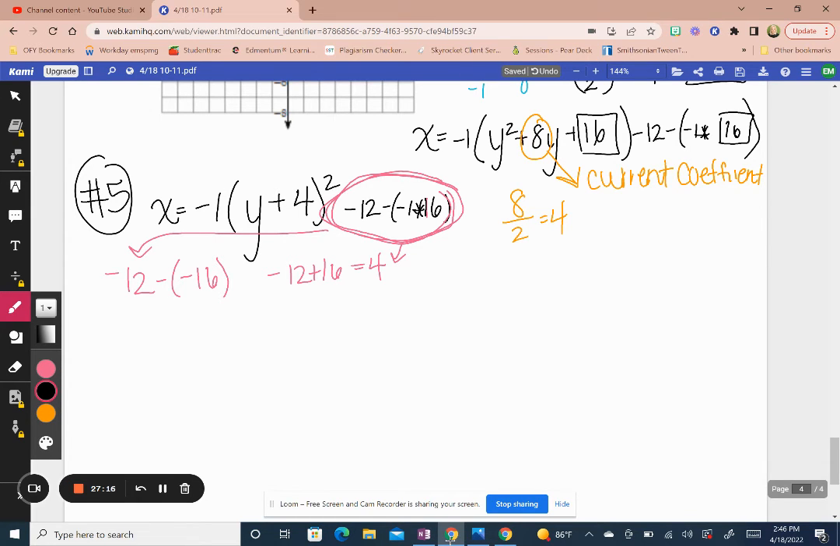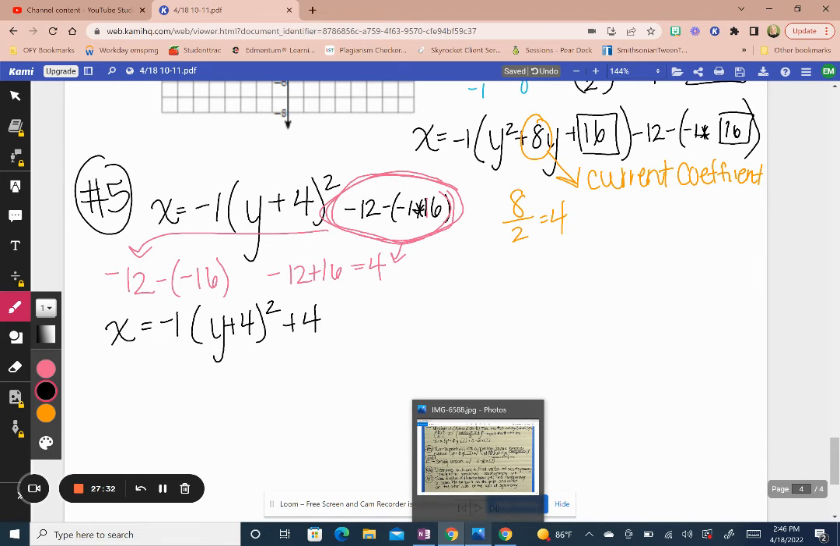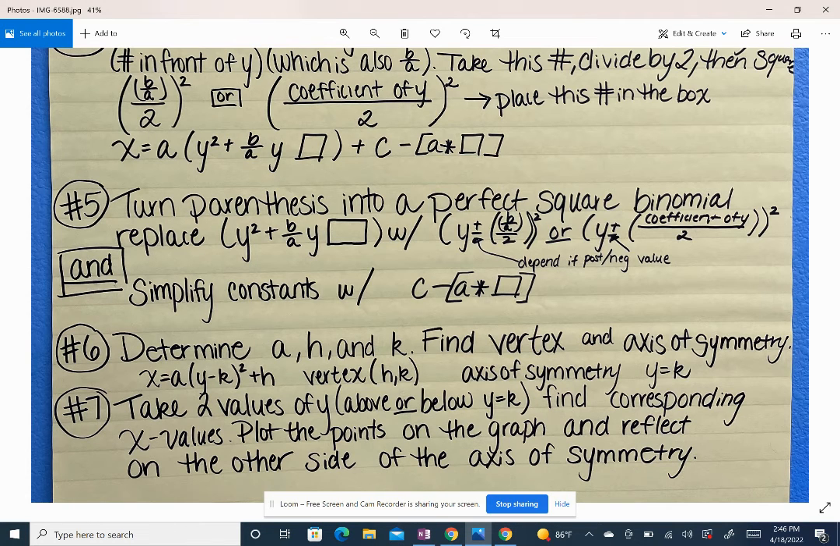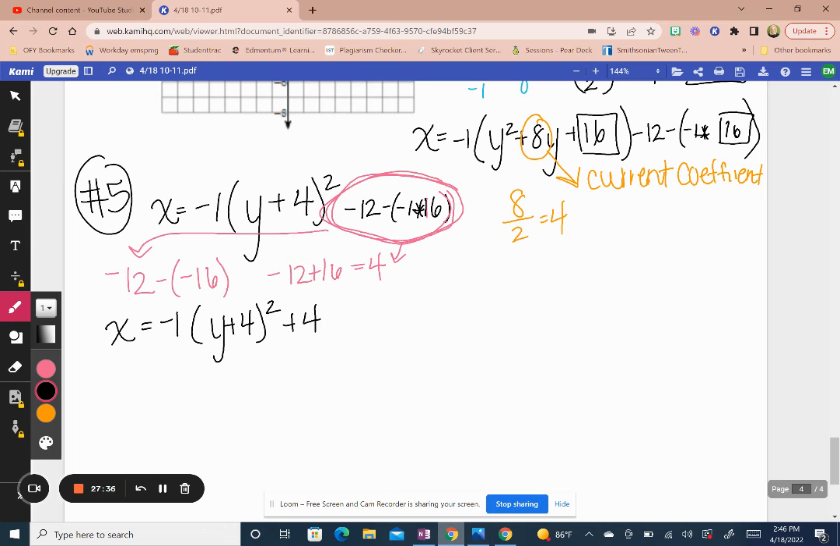So this is still part of number 5. We're just simplifying. x is equal to negative 1, parentheses, y plus 4 squared plus 4. The reason why it's a plus 4 is it is a positive number. Okay, so this is it for number 5. We did all the hard part. Step number 6, determine a, h, and k.